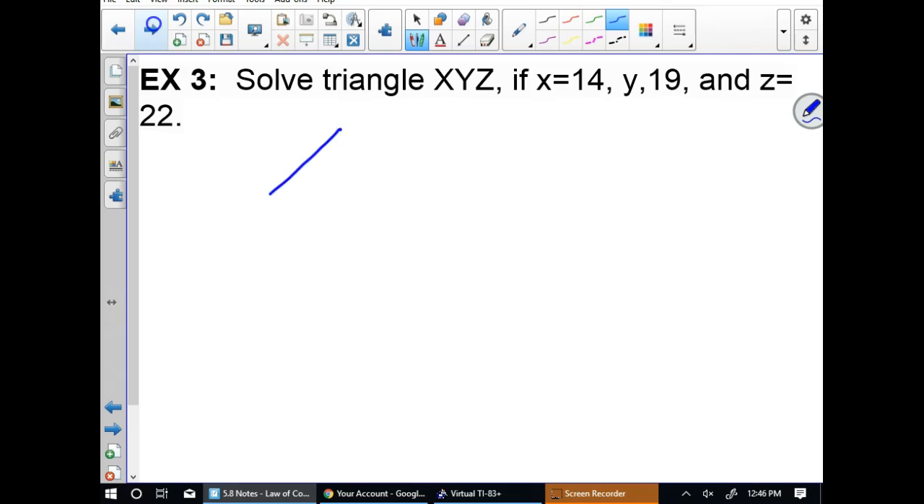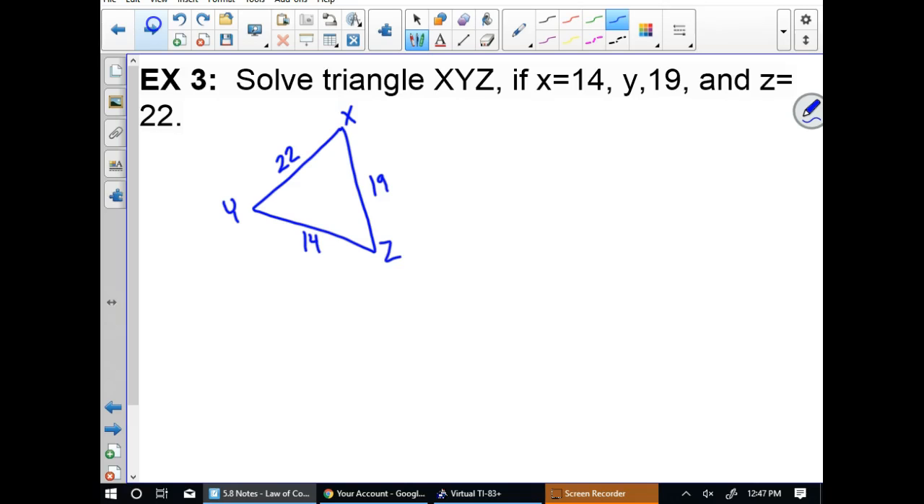So if we've got triangle x, y, z, they tell us side x is 14, side y is 19, side z is 22. Okay, so we got to find all three of the angles here. So it really does not matter which one you pick to find first. There's not one easier than the other.